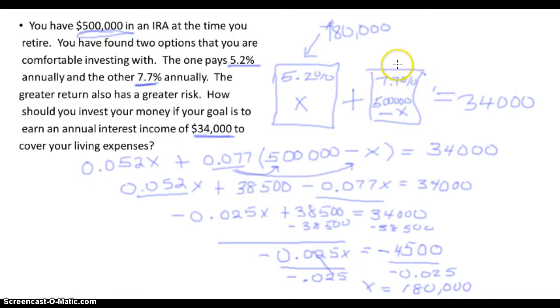And then I need to figure out how much to put into the other account. So I have this expression that tells me how to figure it out. I'm going to take the total investment of $500,000, subtract out what goes in the first account, so $180,000, and that will give me the investment for this account at $320,000.